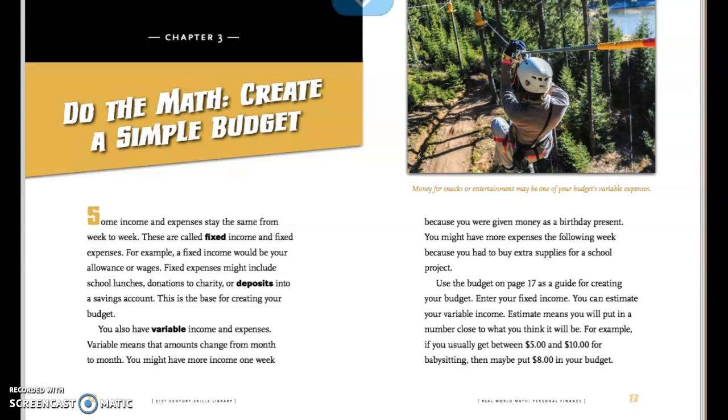Use the budget on page 17 as a guide for creating your budget. Enter your fixed income. You can estimate your variable income. Estimate means you will put in a number close to what you think it will be. For example, if you usually get between $5 and $10 for babysitting, then maybe put $8 in your budget.